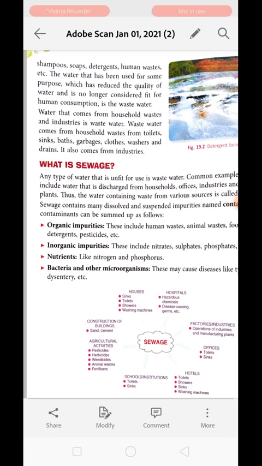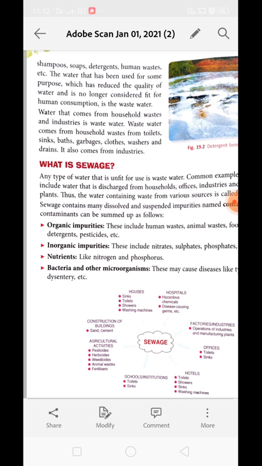Any type of water that is unfit for use is wastewater, which we have already established. Common examples of wastewater include water discharged from households, offices, industries or manufacturing plants. Thus the water containing waste from various sources is called sewage. All the water which is not fit for drinking, which has chemical impurities or waste substances in it, is known as sewage.